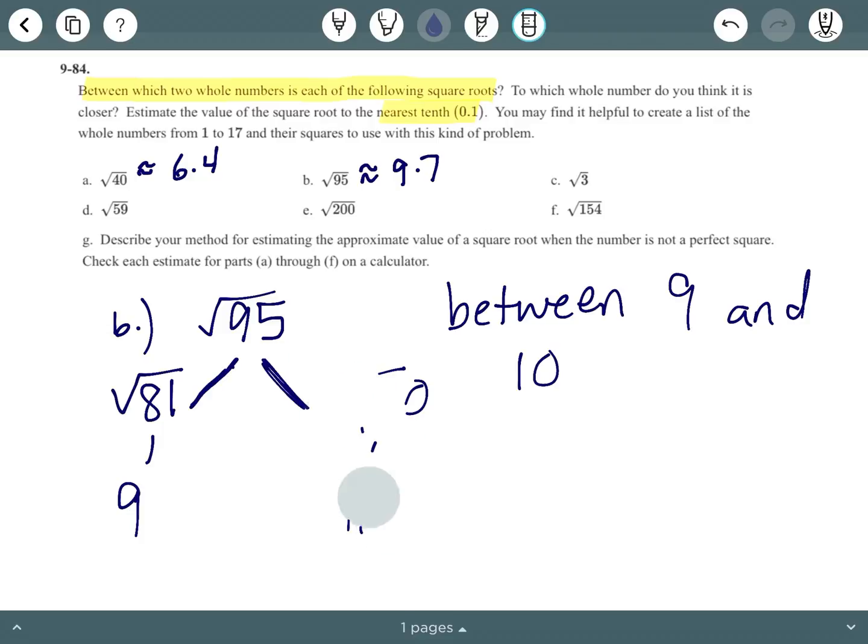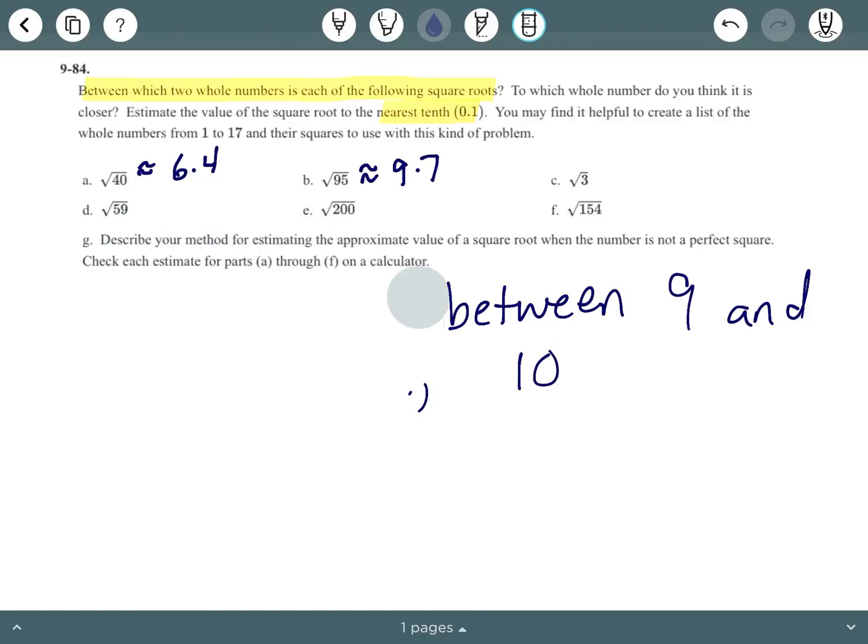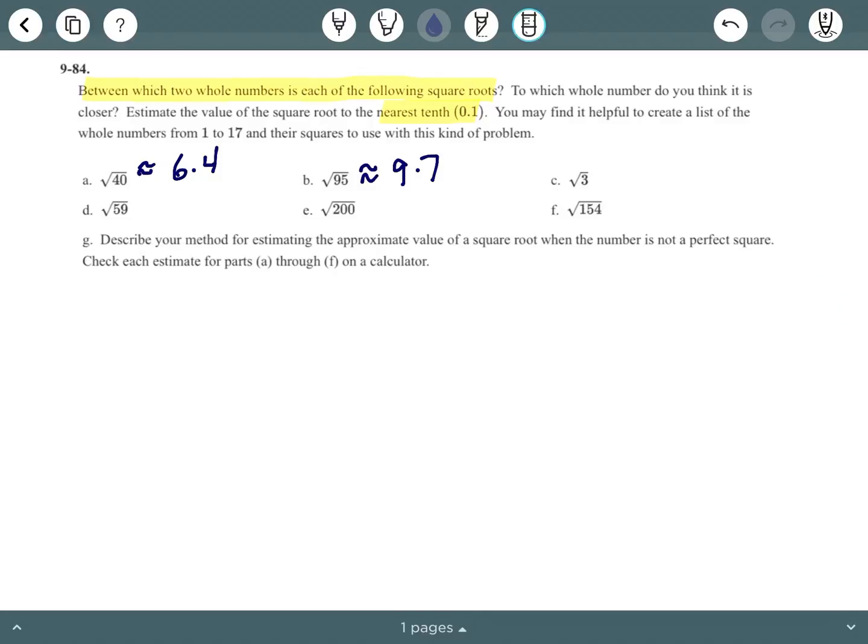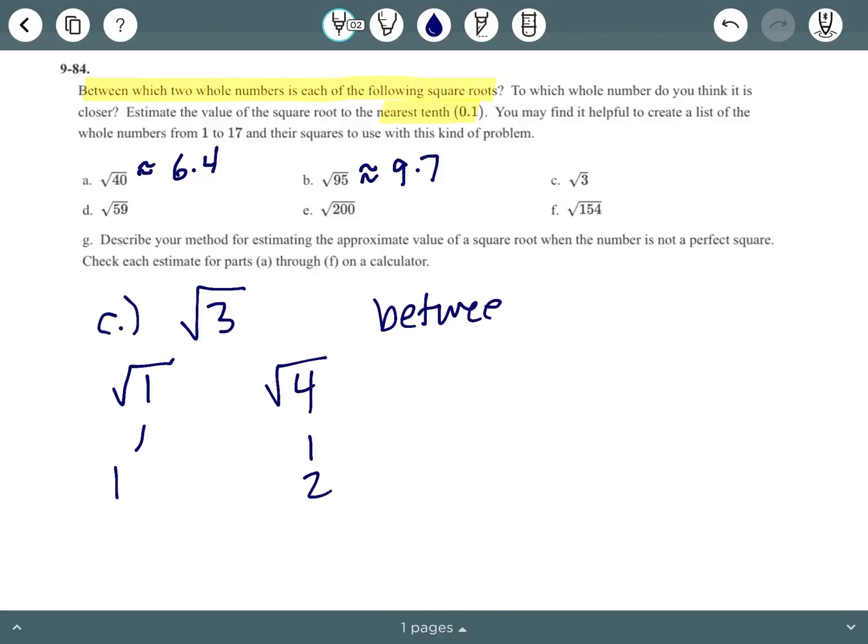All right, again, we're going to move on to part C here. So part C is the square root of 3. Well, I know the square root of 1 is 1, right? Because 1 times 1 is 1. And I know 4 is a perfect square, and the square root of 4 is 2, because 2 times 2 is 4. So this has to be between the numbers 1 and 2.